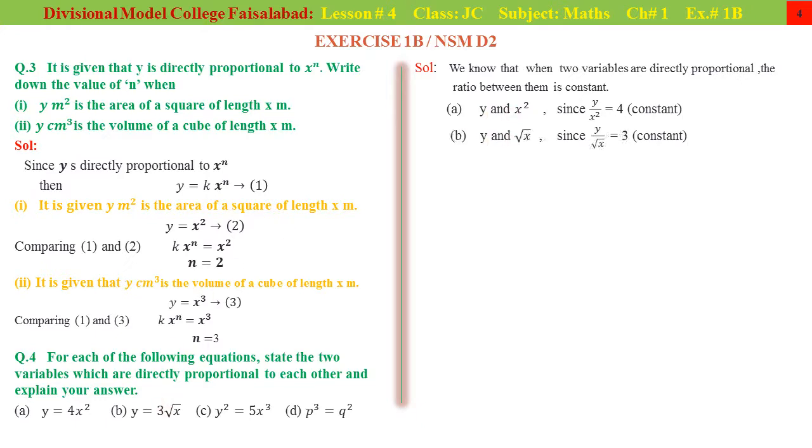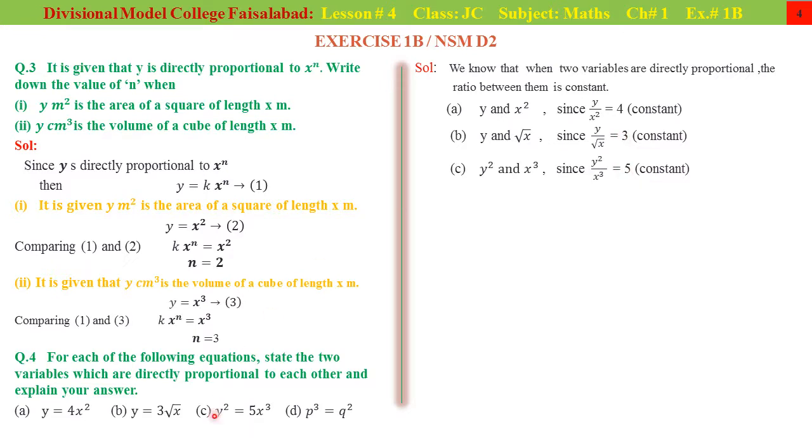In part B, y and square root of x, because this 3 is a constant which is being multiplied by this. So the two variables which are directly proportional are y and square root of x. Why? Because the ratio between these two variables is a constant number, which is 3 in this case.